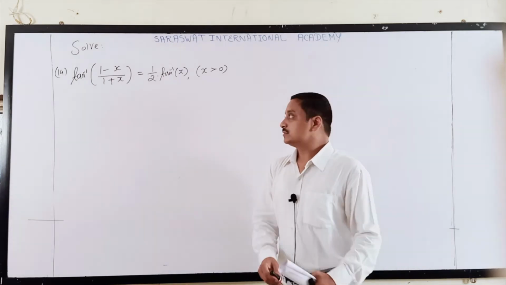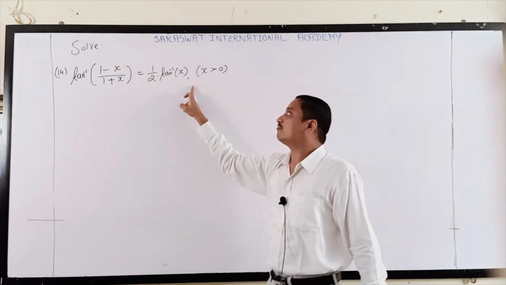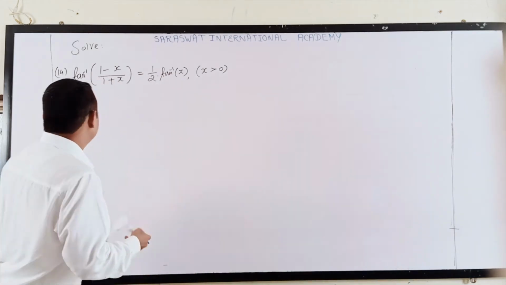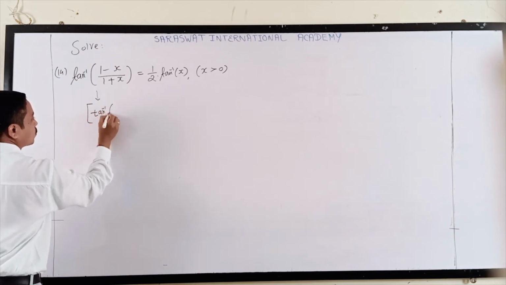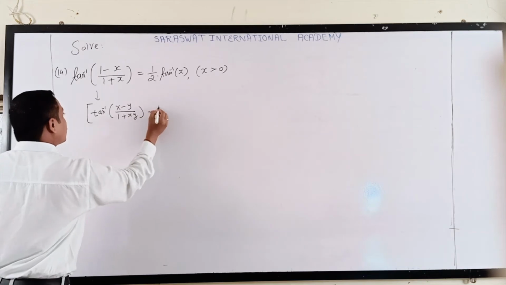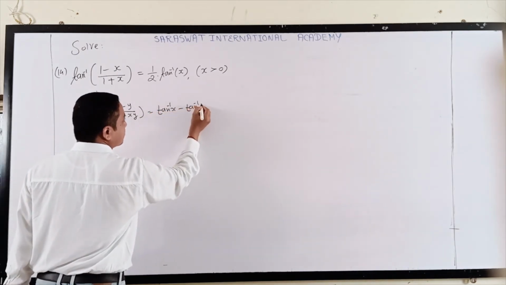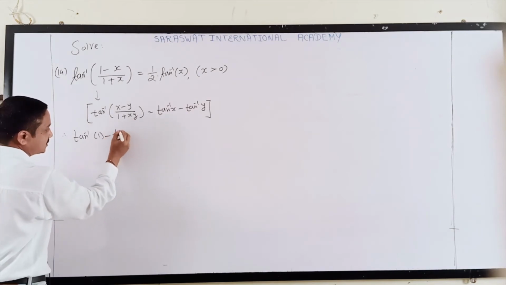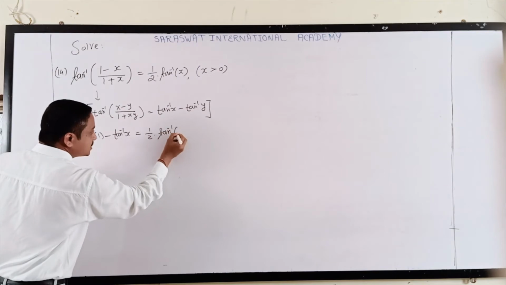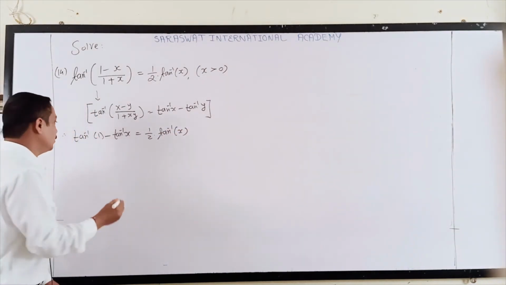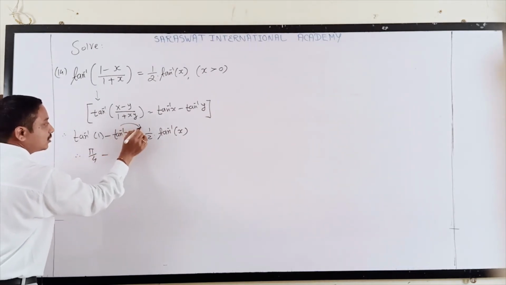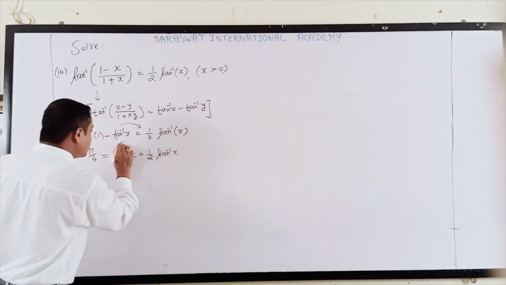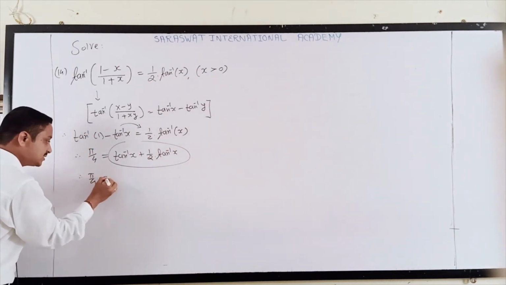One more numerical for solving equations. Tan inverse of (1 minus x)/(1 plus x) is equal to half tan inverse x. Students, here the condition is given x greater than 0, which means you create the answer only for positive x. Here property applied: tan inverse of (x minus y)/(1 plus xy) is tan inverse x minus tan inverse y. So tan inverse 1 minus tan inverse x. Now tan inverse 1 is 45 degrees. And this term convert from left to right side: tan inverse x plus half tan inverse x. How much? 1 plus half. Students, it is 3/2.